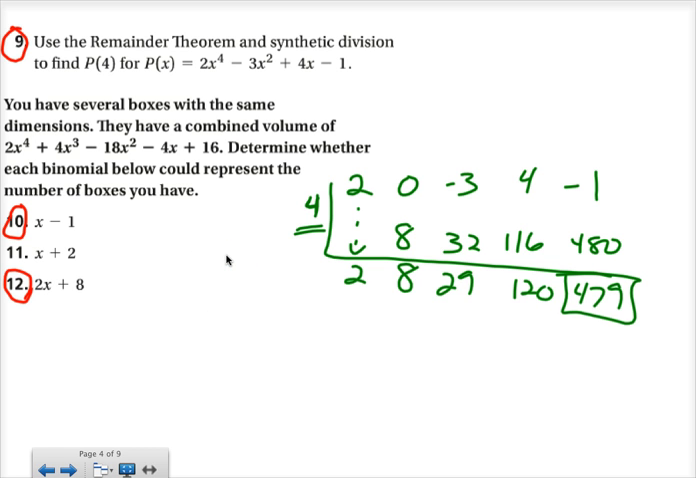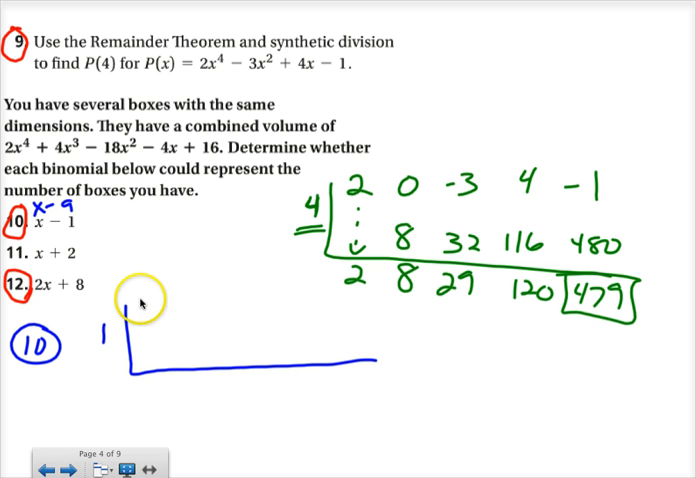Then, this one says you have several boxes with the same dimensions in number 10. And they have a combined volume of 2x to the 4th plus 4x to the 3rd minus 18x squared minus 4x plus 16. Determine whether each binomial below could represent the number of boxes you have. Well, in order for that to happen, it has to be a factor. So I'm looking at 10 and realizing, hey, I can do that one synthetically with that x minus a. I'm just going to put a 1 into this. And if I don't have a remainder, then I'll know, yes, this could represent the number of boxes.